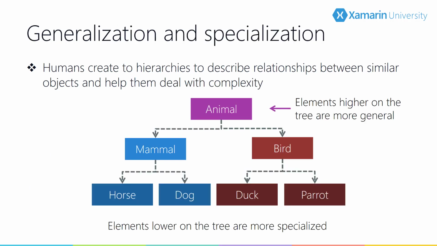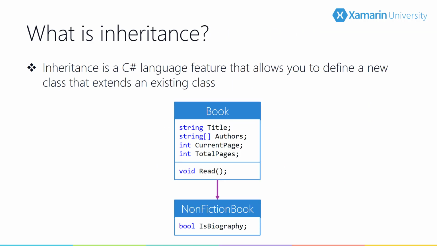This creates a hierarchy that helps us describe how these things relate. The farther down the hierarchy tree we go, the more specialized we get, and the further up the tree we go, the more general things get. For example, at the top we have animal, which is very general. As we travel down, we have mammal and bird, which are more specific, and then horse and dog, which are types of mammal, and duck and parrot, which are types of bird. As we travel down, we get more specific.